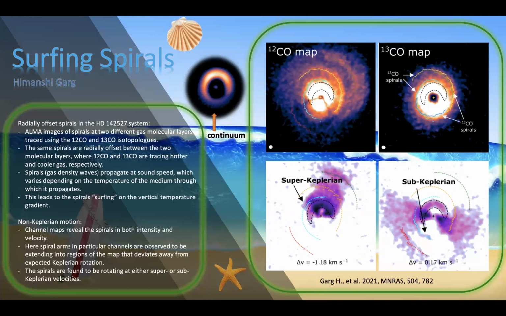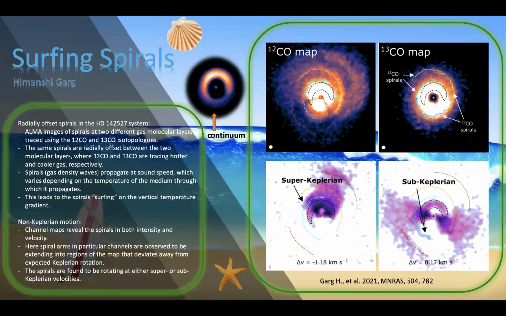Furthermore, these spirals were also found to not be in Keplerian rotation. When viewed through channel maps, the spirals are seen to extend into regions of the map that correspond to either higher or lower velocities than the expected Keplerian velocity, thus deviating away from the bounds of expected Keplerian rotation.